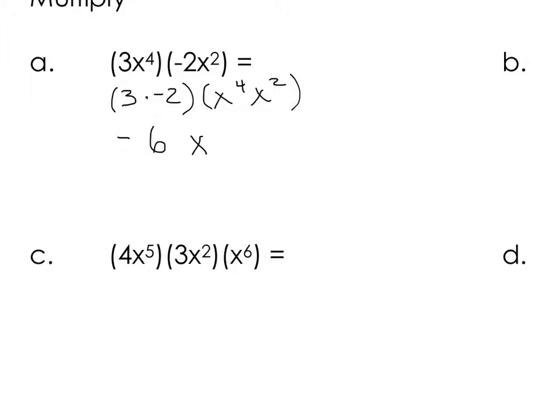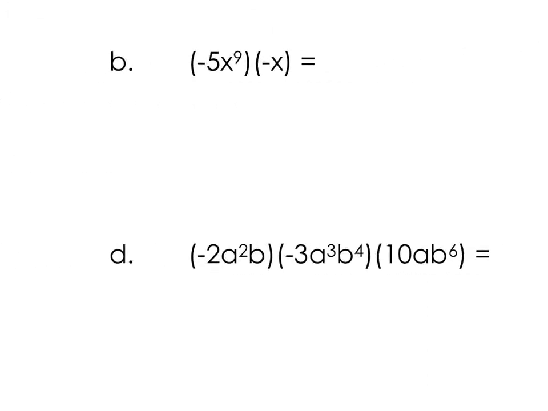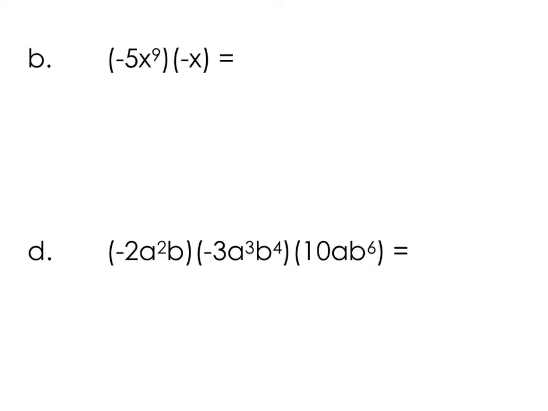What do you do with those exponents? You add them. So our final answer is negative 6x to the sixth. A negative times a negative here gives us a positive answer. Negative 5 times negative 1 is just positive 5. X to the ninth times x to the first, add those exponents, x to the 10th.